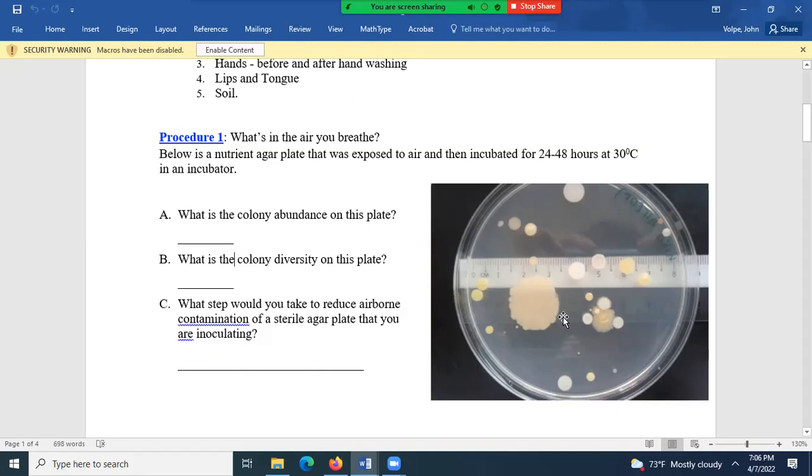So you need to tell me the colony abundance here, the colony diversity, and then give me what steps you could do to reduce airborne contamination of this plate. So you're working on an agar plate. What steps could you do to reduce airborne contamination when you're working on the plate?